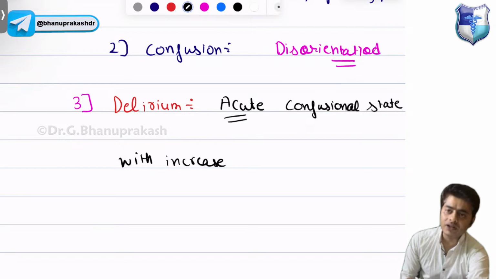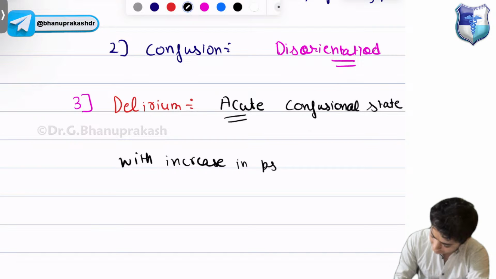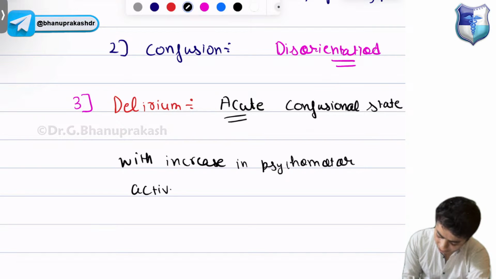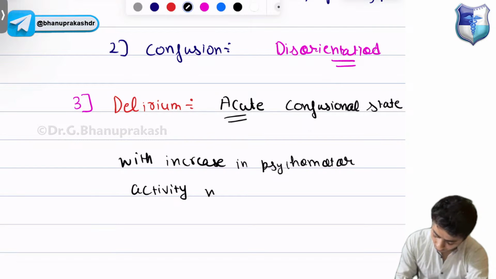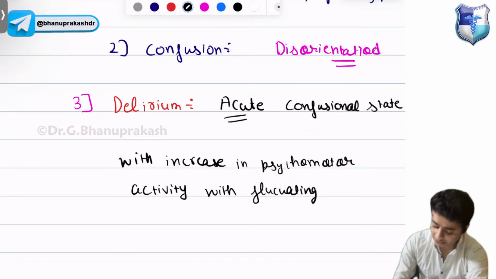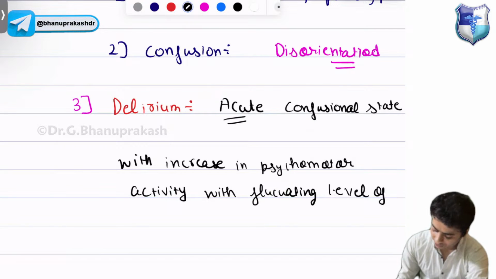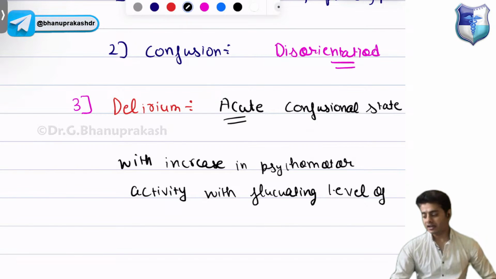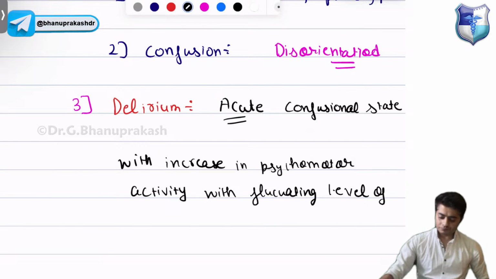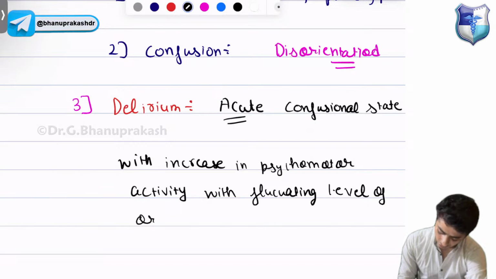increase in psychomotor activity with fluctuating level of, just complete the sentence, with fluctuating level of confusion or orientation.